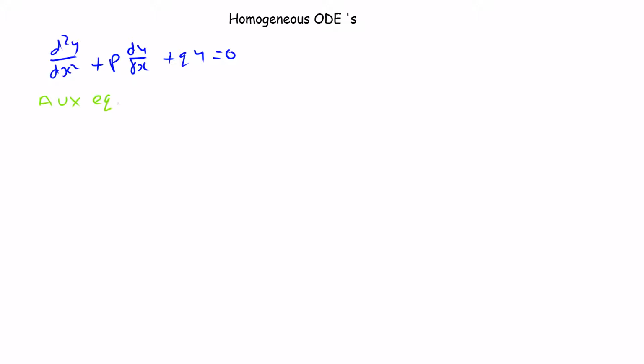So to solve this, the first thing we're going to do is have a look at the auxiliary equation. So this is an equation that we are creating to help us solve the ODE. If we let d2y by dx squared be represented by lambda squared here, dy by dx be represented by lambda, and y be represented by 1, then we can put in our coefficients. So add in p, q, and the right hand side is 0.